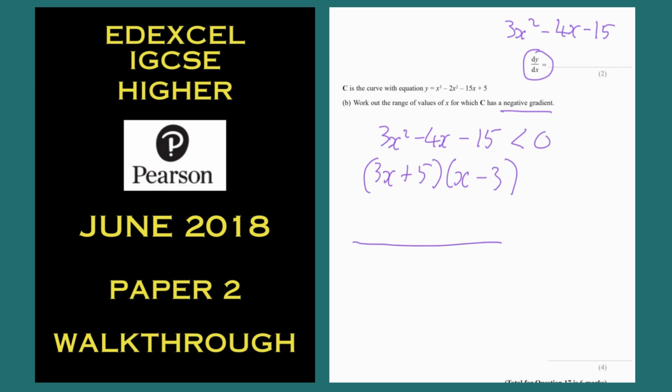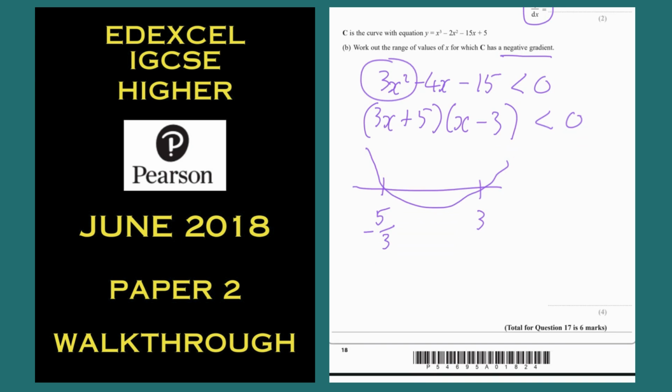So these don't give you the solutions, don't forget, they give you the critical values. So one of your critical values is minus 5/3. The other critical value is 3. It's a positive x squared curve. So you're wanting to write the inequality of where the curve is below 0, and it's between these values. So 3 is the upper limit, minus 5/3 is the lower limit.